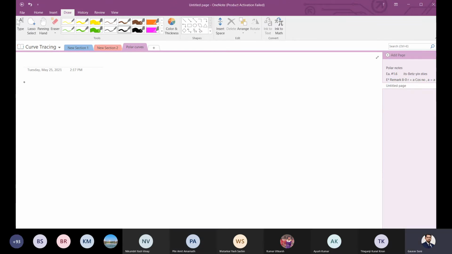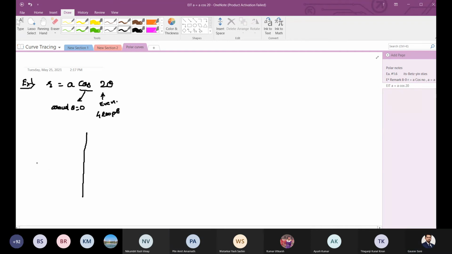So, example, r is equal to a cos 2 theta. 2 is even. How many loops are going to be there? 4. 4 loops are there. First loop is around, since there is cos, the first loop around theta equal to 0. Make the first loop around theta equal to 0.